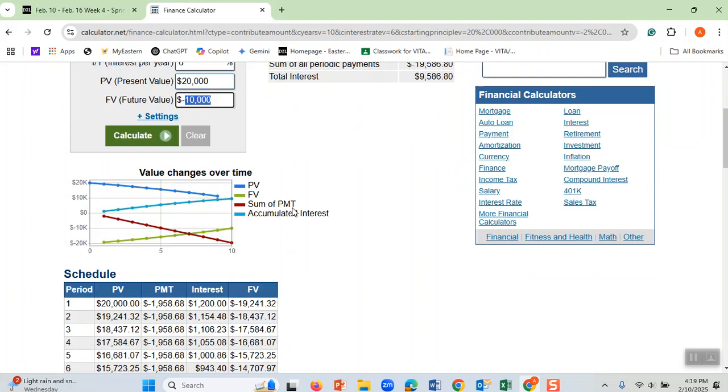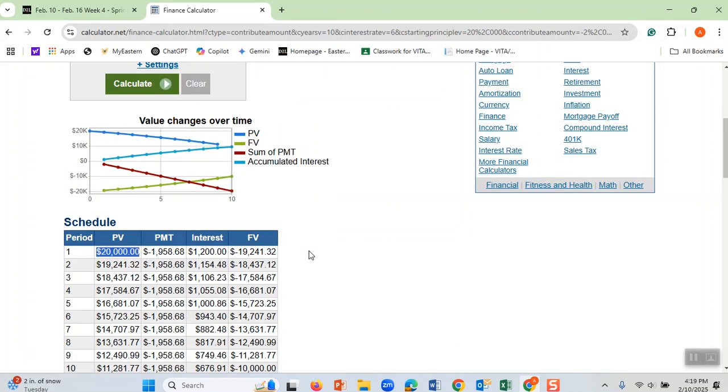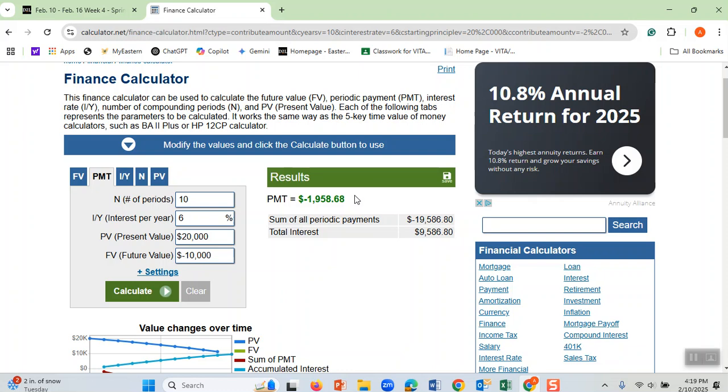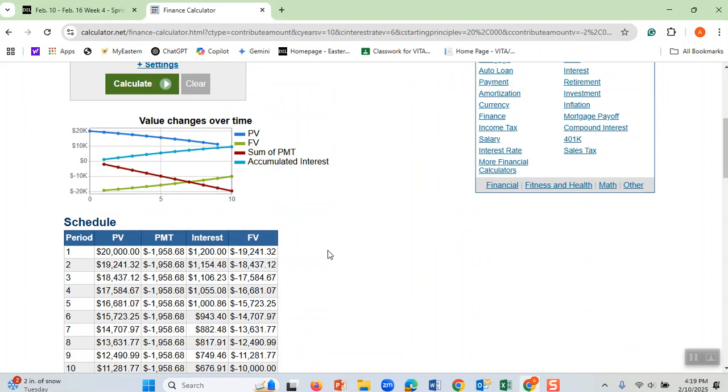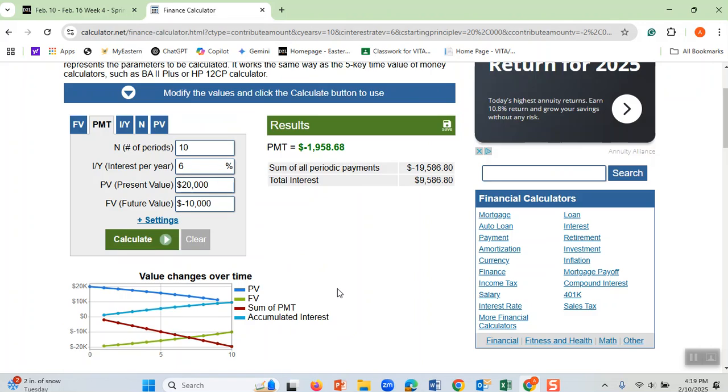Let's look at how it would come up with. You are asking the dealer to give you $20,000, and the dealer tells you that if you pay $1,958, at the very end, after 10 years, you still owe $10,000. If you don't want to owe any money after 10 years, you put 0 in here. That means you want to pay off in 10 years.